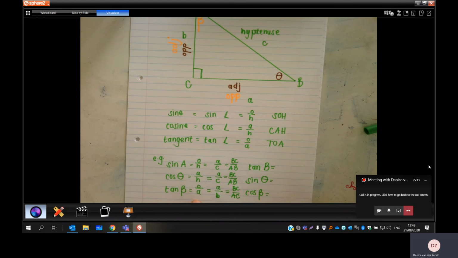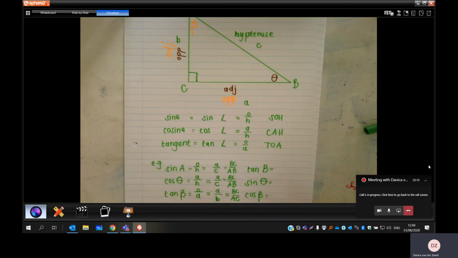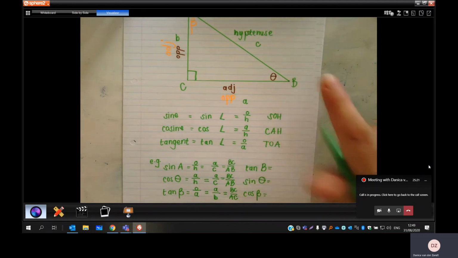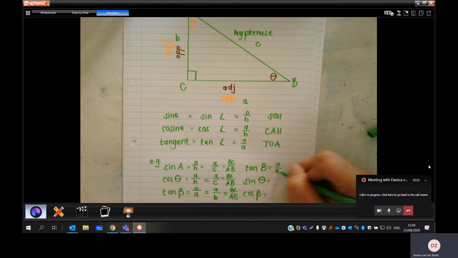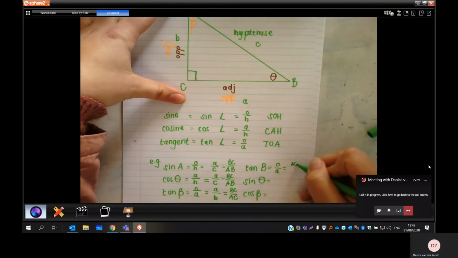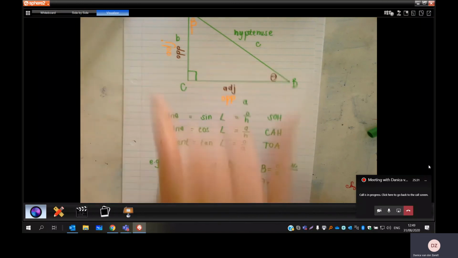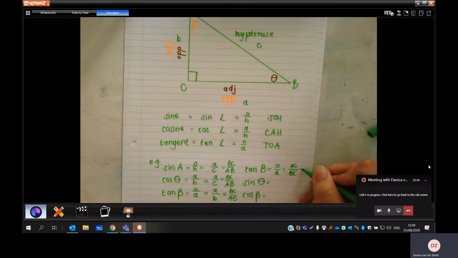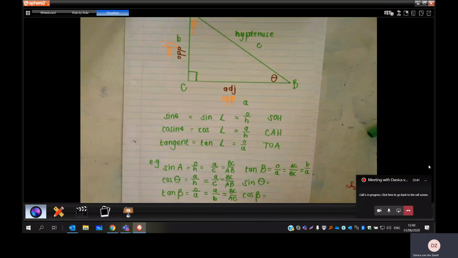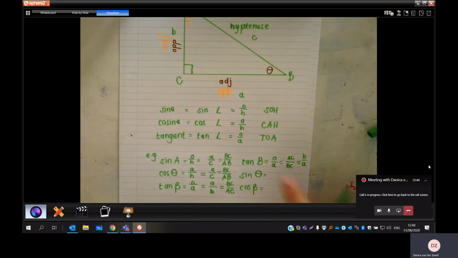Opposite over adjacent. A over B, BC over AC. Okay, tan of B, there's B. Tan I know is TOA. So the opposite side is AC if I'm using 2 letters, over BC if I'm using 2 letters. If I'm using the small little letter, it would be B over A. So these are my reference ratios. Those are my actual side names.